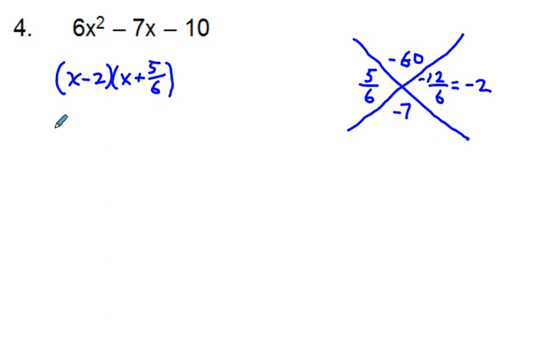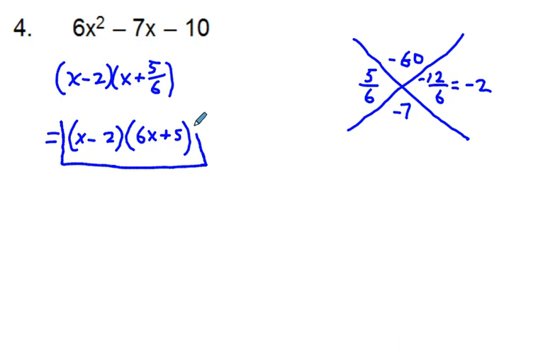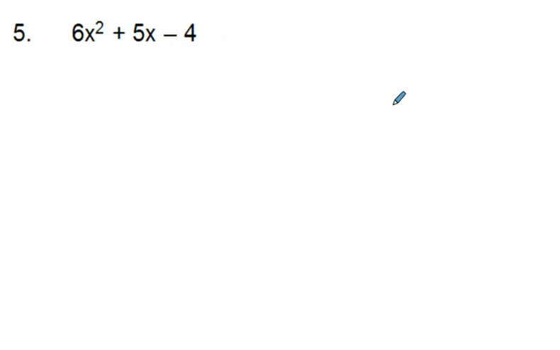And using bottoms up, this x plus 5/6, we change that to 6x plus 5. And I miswrote something here, didn't I? It's going to be x minus 2. Yeah. 6x plus 5, is that going to work out? Yes. Negative 12x plus 5x, yes. Check. Okay, let's go to number 5.